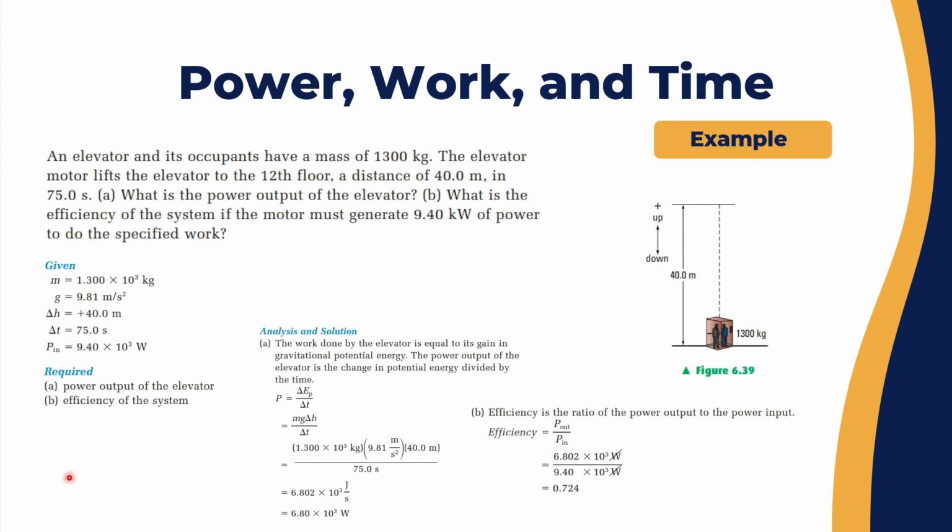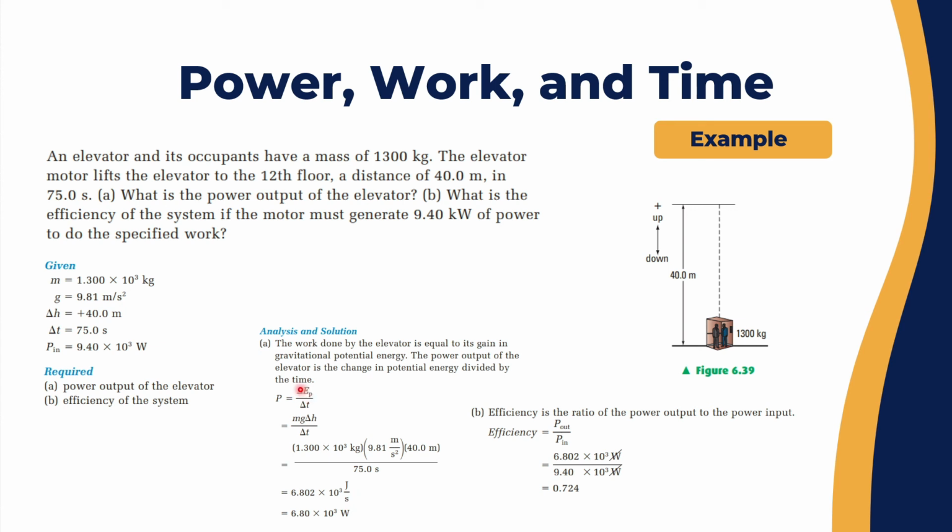We have an elevator and its occupants have a mass of 1,300 kilograms. The elevator motors lift the elevator to the 12th floor, a distance of 40 meters in 75 seconds. What is the power output of the elevator? We know that the power is delta EP over delta T. That's one way of expressing the power. We have the mass, we have gravitational acceleration, we have delta H, the height, we have delta T, and we have the input power. Now we change delta EP into mg delta H over delta T, and that would give you 1.3 by 10 to the power 3 by 9.8 by 40 over 75, which would give you 6.8 by 10 to the power of 3 watts, or joules per second.